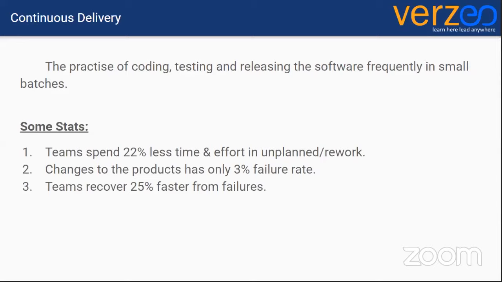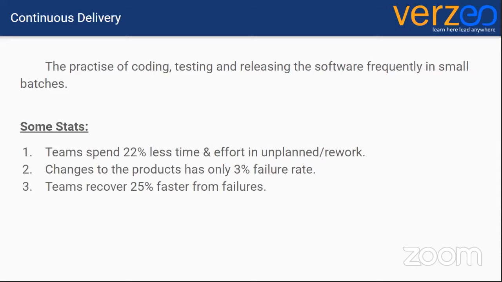The second statistic says that changes to the product have only a 3% failure rate. See the benefit. If you don't follow DevOps, if you just keep your code for 2 months and then put it directly into testing, you are actually wasting 2 months of effort. But if you deploy code every single day and deliver it to testing, the failure becomes very small. So DevOps says that if you do continuous delivery, the failure is only 3%, which is very much required in today's faster development.